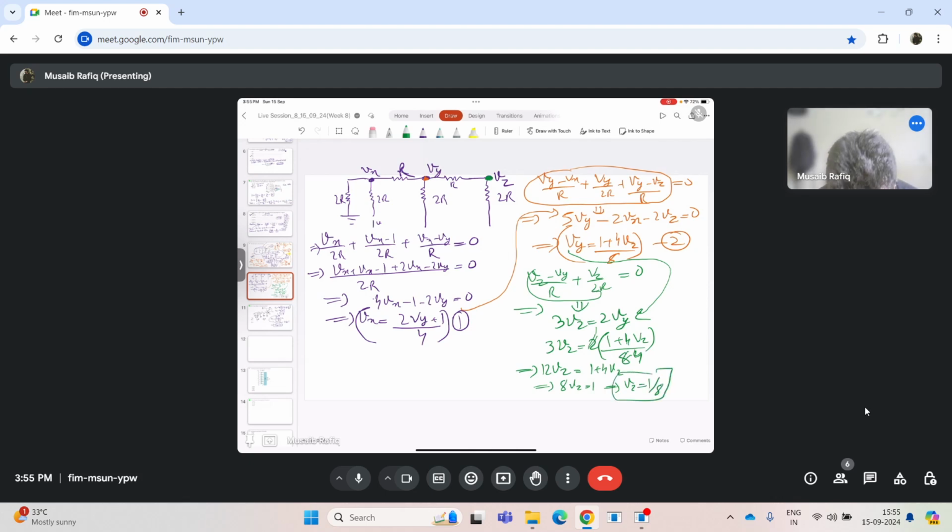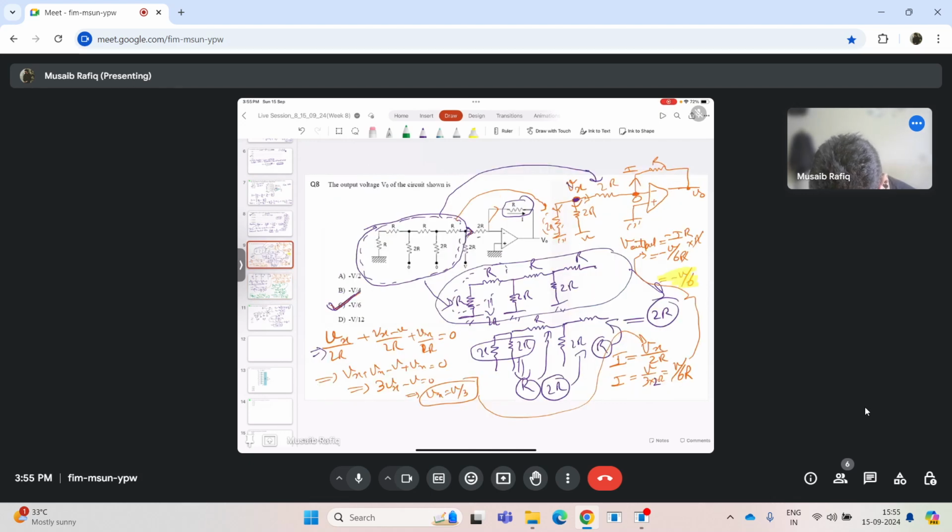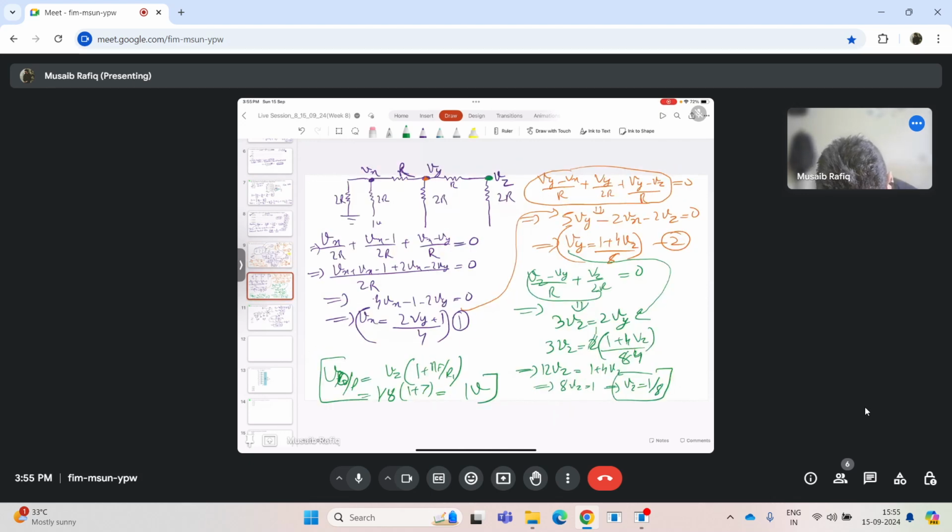And then we have the output is equal to Vz times 1 plus Rf by R1. So that is 1 by 8 times 1 plus 7, that is 1. As you saw here also.